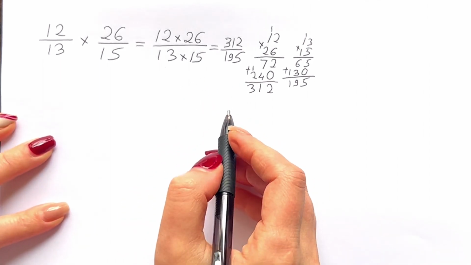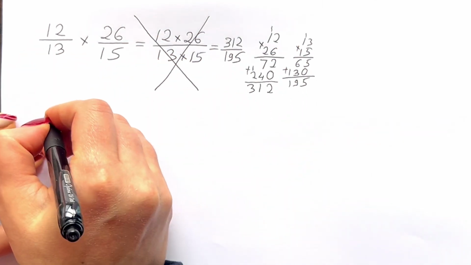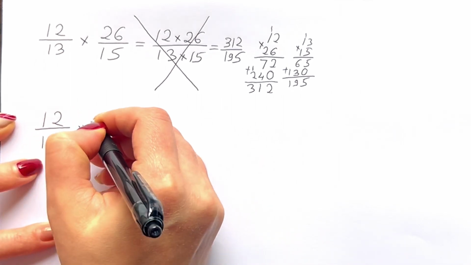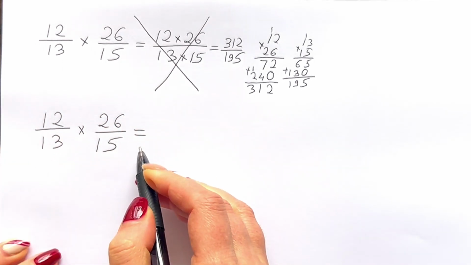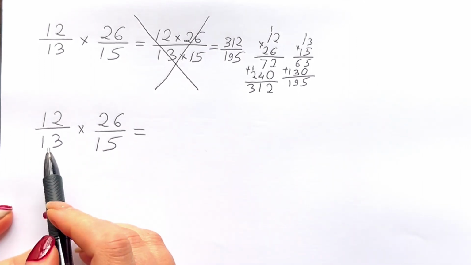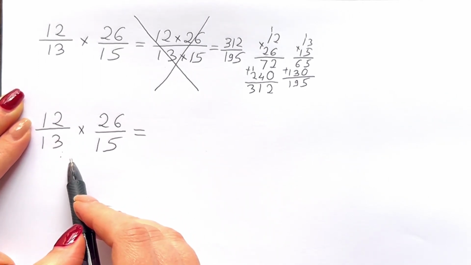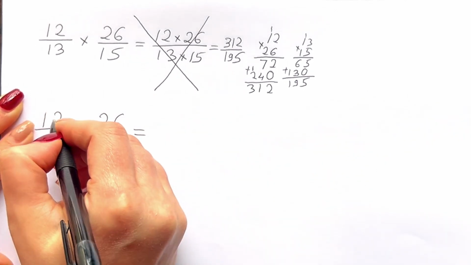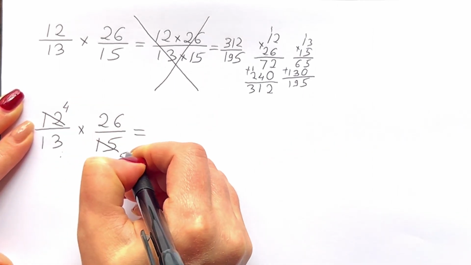I'm not going to continue. I'm just going to stop here and do it again with my way. Okay, 12 over 13 times 26 over 15. So, first of all, you remember I was telling you, if there is a chance to simplify, first simplify then multiply. Okay, let's look. 12 and 13, can I simplify? They don't have a common factor. 12 and 15, they are both divisible by 3. So, 12 divided by 3 is 4. 15 divided by 3 is 5. Did you see?